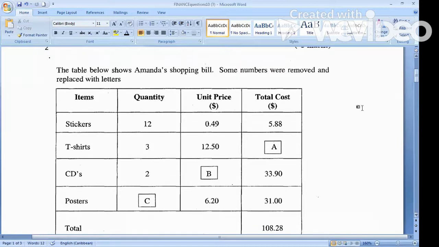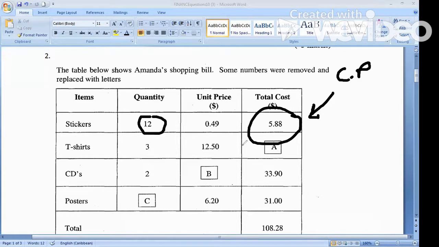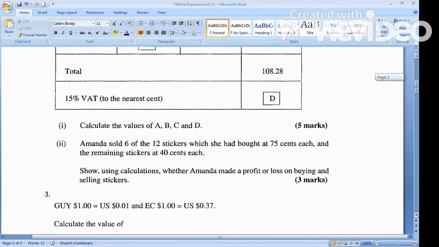So basically, this would have been her cost price, because this is what it cost her for the 12 stickers. And then she's gonna sell the stickers, but the thing about it, it's kind of patchy. So we need to work out the total selling price of the 2 sets.